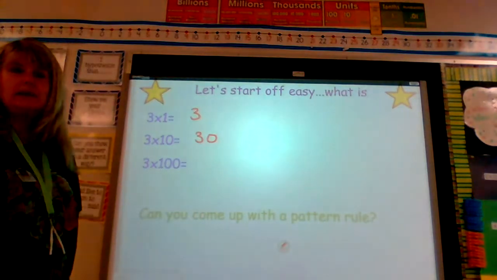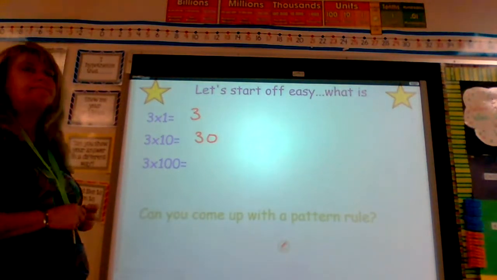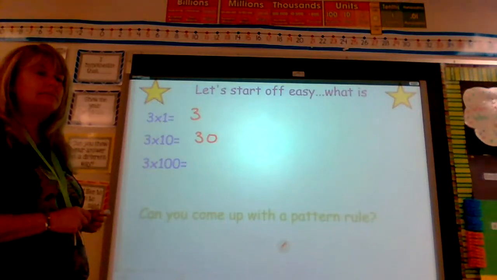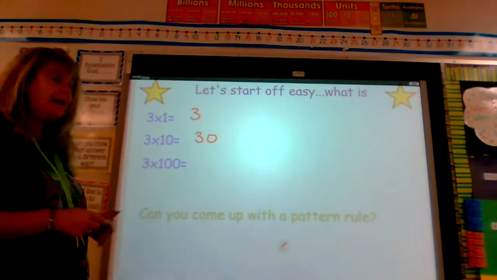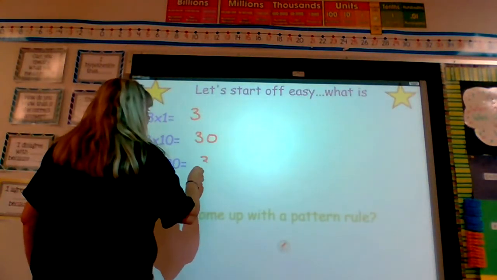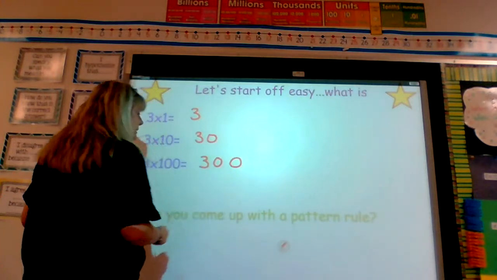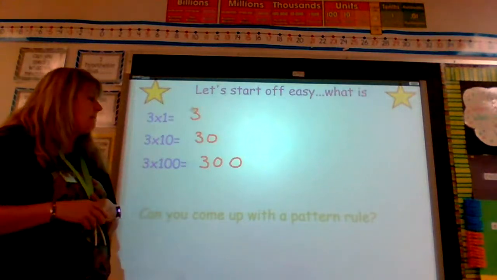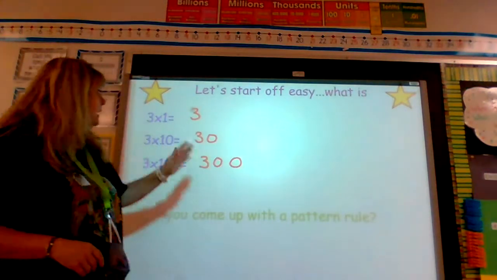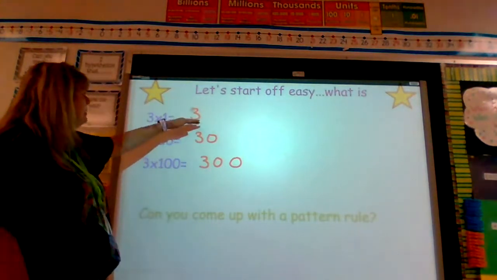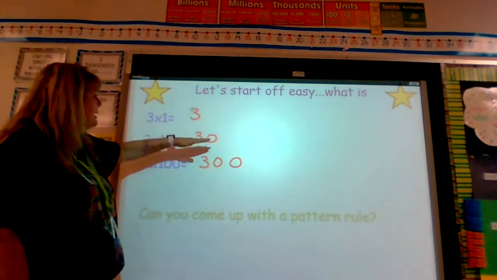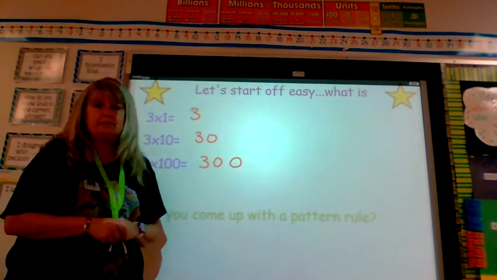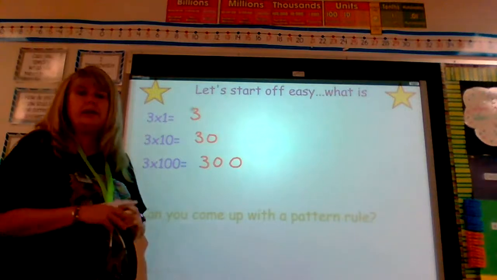And then the last one is 3 times 100. Think about that one. Okay, if you said 300, you are correct. Now I want you to think about this question. Can you come up with a pattern rule in order for this multiplication? What happened when you multiplied by 1, by tens, and by 100? Think about that. Pause the video and think.